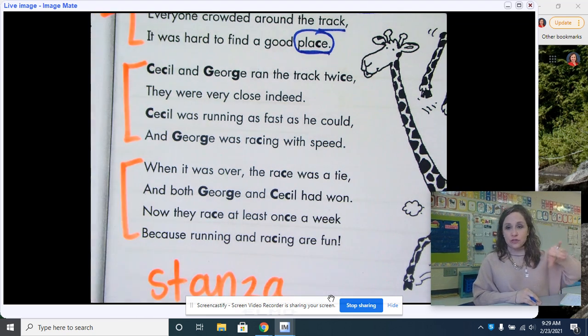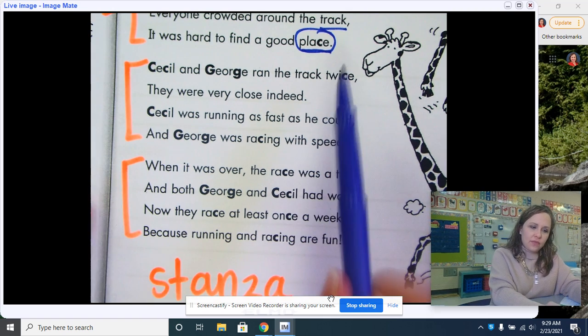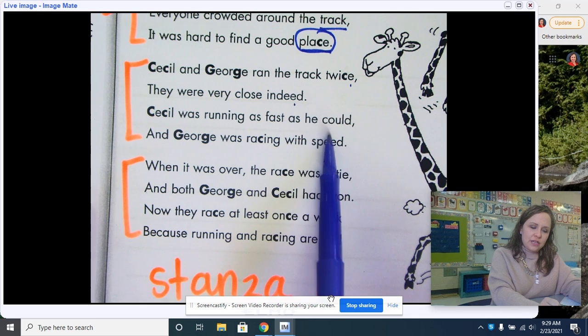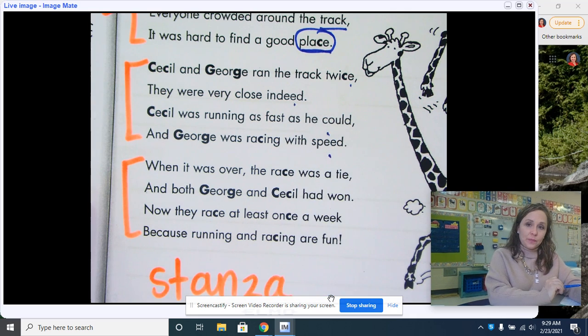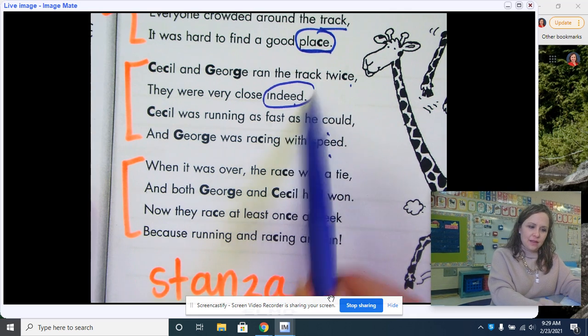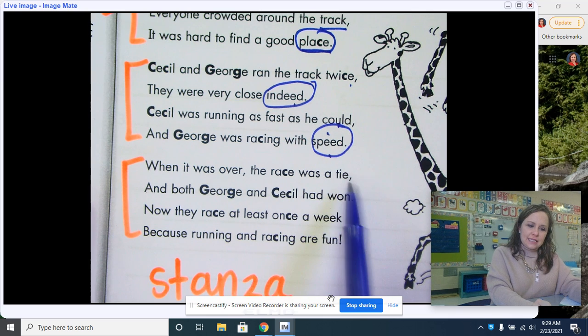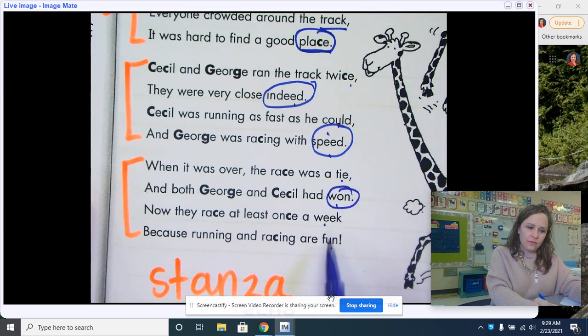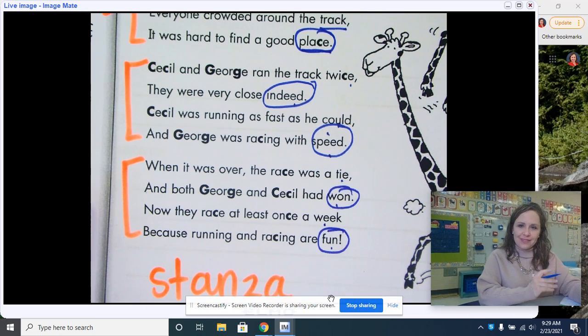All right, let's go through and circle the rest of the rhyming words. Let's see. So we've got twice, indeed, could, and speed. Indeed and speed. Tie, one, week, fun. Do you know what they are? One and fun. All right.